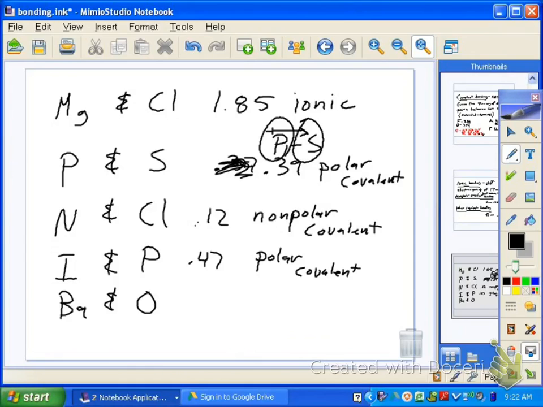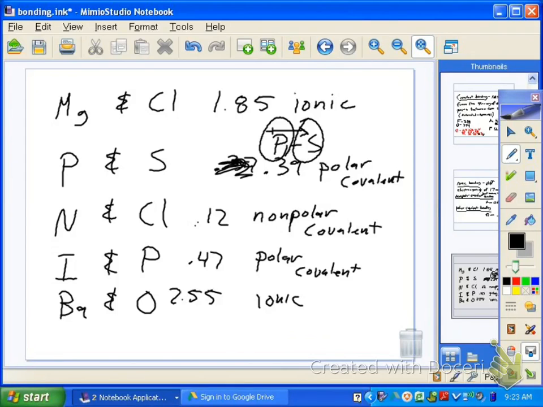Barium and oxygen. Scott, did you get that one? What did you get? Ionic? What was the difference? 2.5. That's highly ionic. That is something that, if you look at characteristics of being ionic, is going to have all those characteristics. Okay?